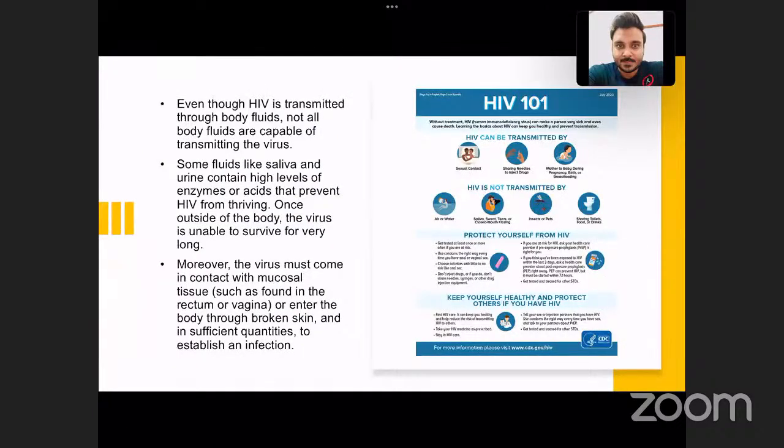Even though HIV is transmitted through body fluids, not all body fluids are capable of transmitting the disease. Some fluids like saliva and urine contain a high level of enzymes or acids that prevent HIV from thriving. Once outside of the body, the virus is unable to survive for very long. The virus must come in contact with mucosal tissue, such as that found in the rectum or vagina, or enter the body through broken skin, and in sufficient quantities to establish an infection.